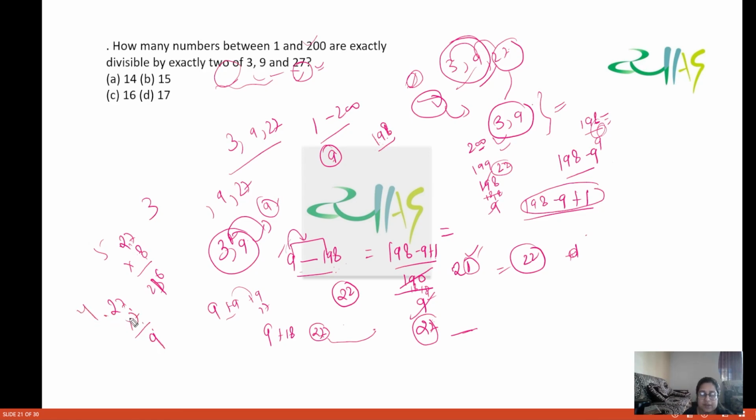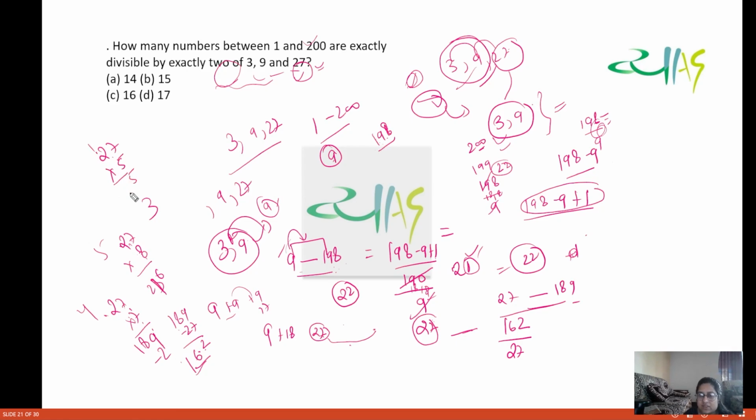7 7 are 49, you have 14 and you have 189. So between 27 and 189, how many numbers are divisible? So 189 minus 27, and this will be 162, okay. You have 162 numbers between 27 and 189, divided by 27.